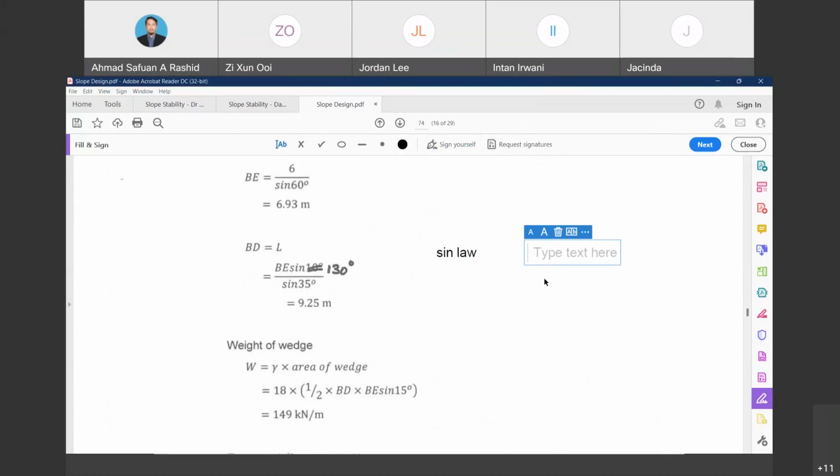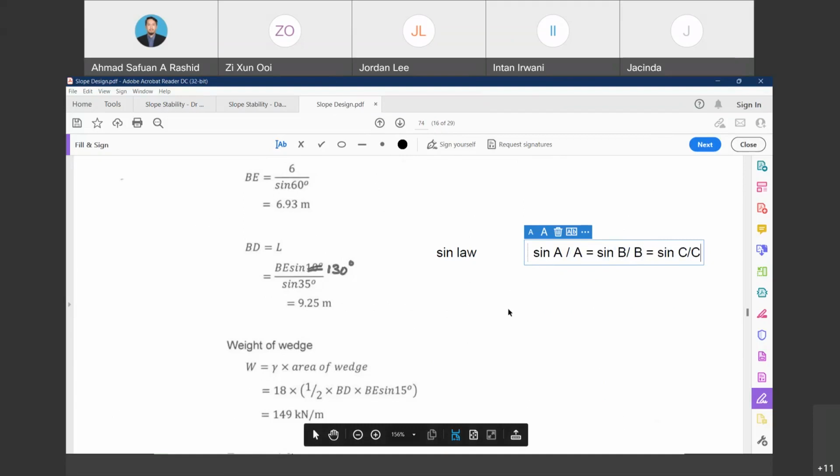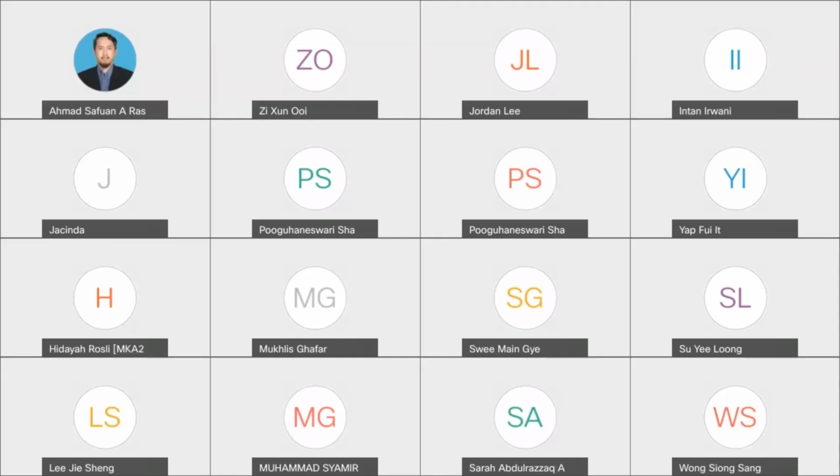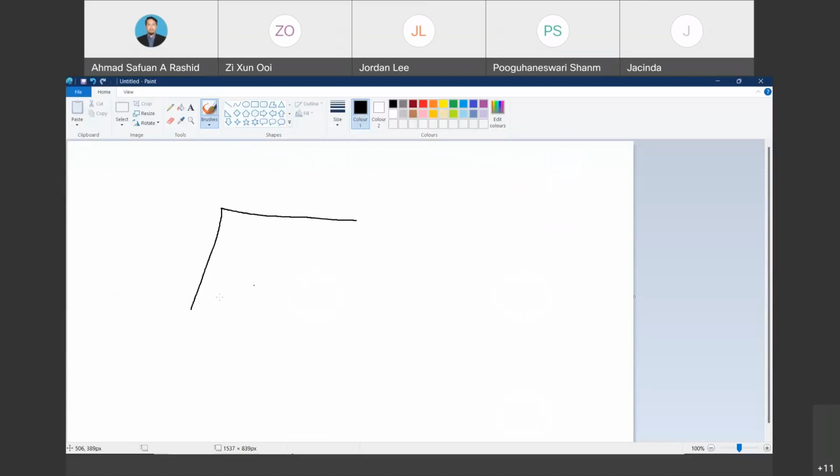For example, sine A over A, which is the length of the A, is equal to sine B over the distance B, and sine C over C. I need to draw to explain this one. I guess you still remember this sine law.